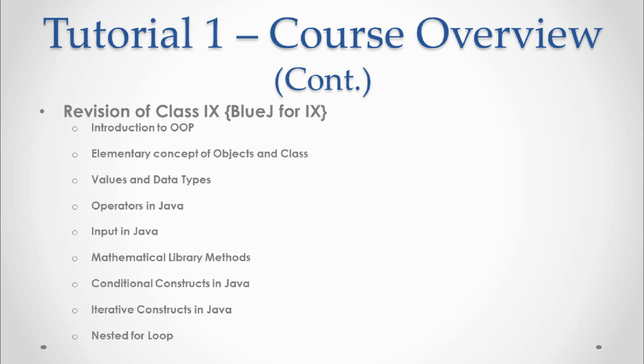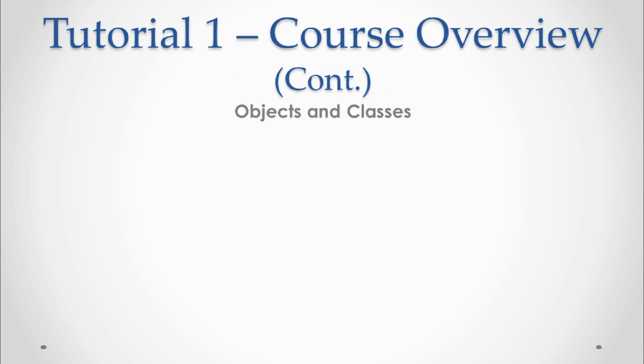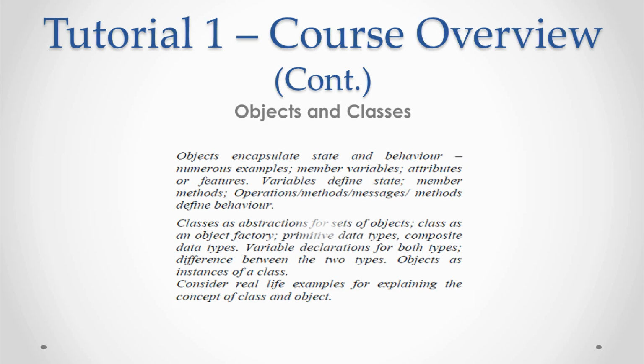In the video series of BlueJ for 10th, the first topic we will discuss is objects and classes. In this topic, we will see how objects encapsulate state and behavior, what are member variables or attribute or feature, what are member methods or operations or messages, and how they are defined, why class is an object factory, what are primitive and composite data types, how to declare variables for both data types, what are the differences of these data types, why objects are known as instance of class, and various real-life examples for explaining the concept of object and class.